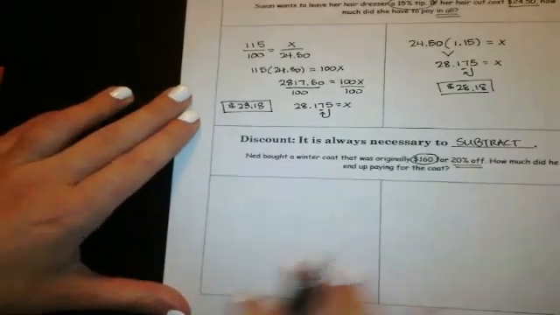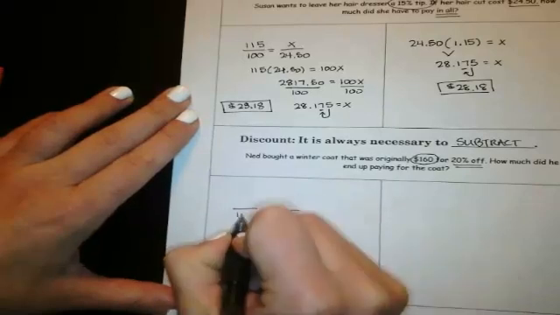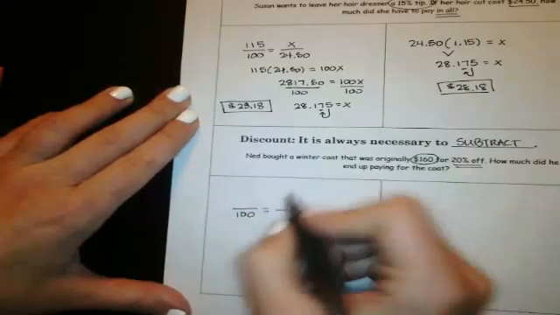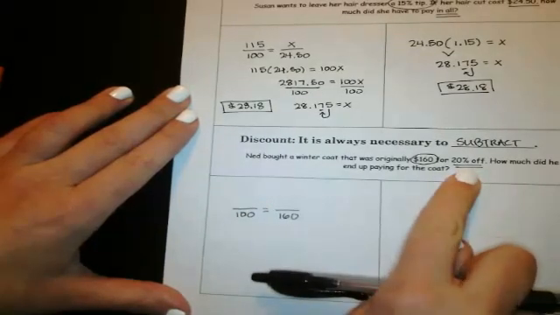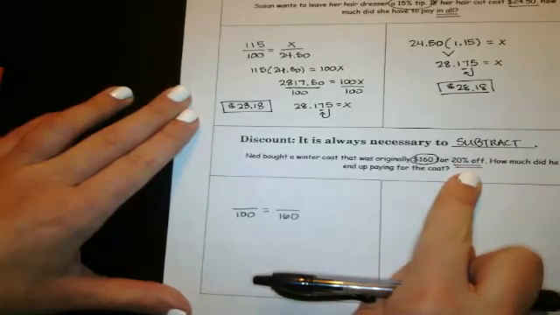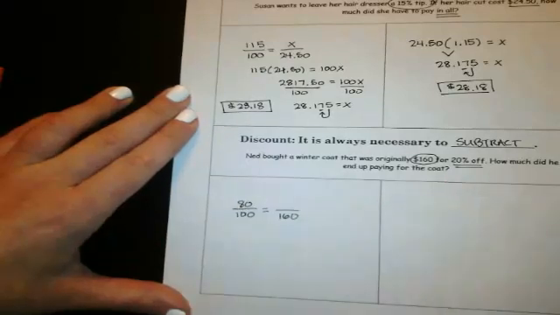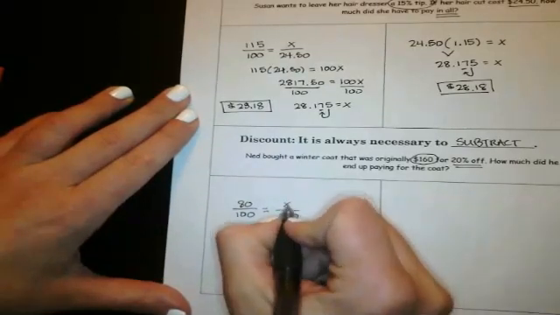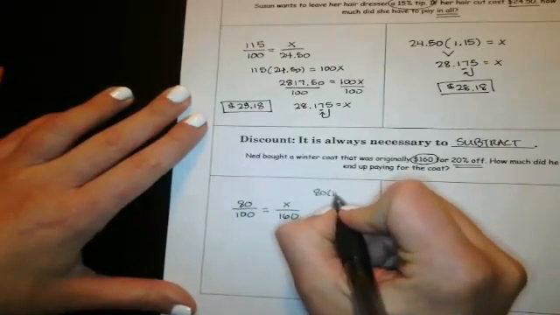Okay, so again, we're going to set up a proportion, but here's the thing. We know that we're going to put percent over 100, and then the original price of the coat is $160. But if he's getting the coat for 20% off, then what percent is he paying for the coat? Well, if he gets 20% off, then he has to pay 80%. Okay? He has to pay 80%. And then we're going to put our X here. So again, I'm going to cross multiply.